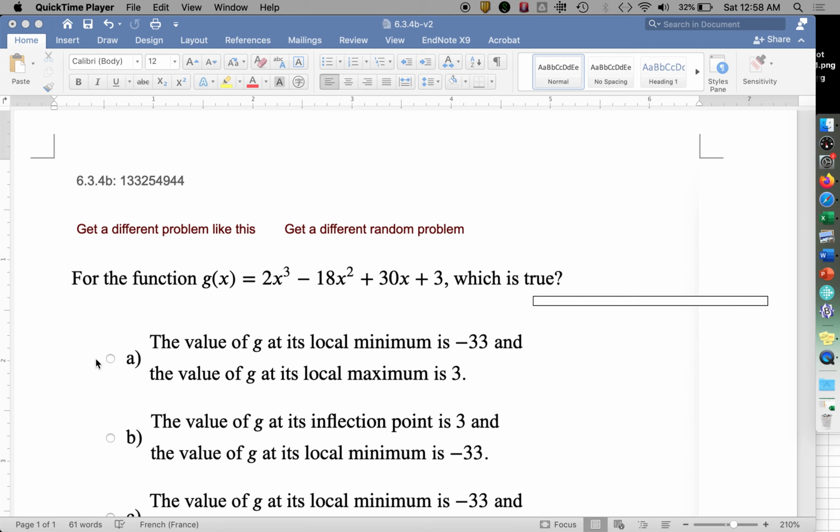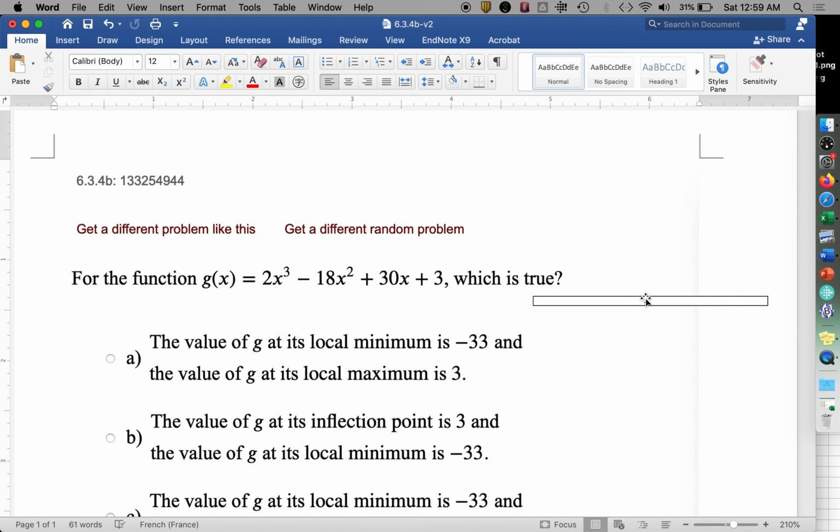And then in every choice, it doesn't say the location of the min or the location of the max or the location of the inflection point. It says the value of g at the min or the max or the inflection point. So it's actually something where we're going to have to plug in our x values to the original function to find out the value of g when we match our answers to the statements.